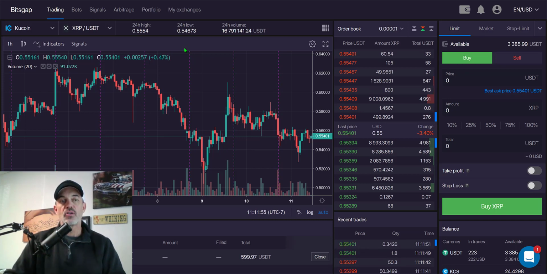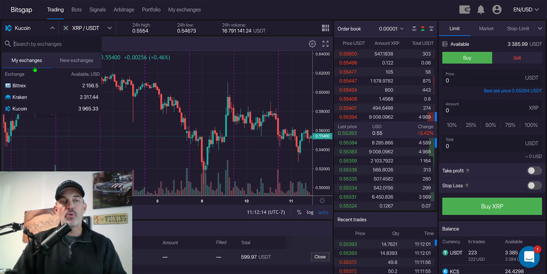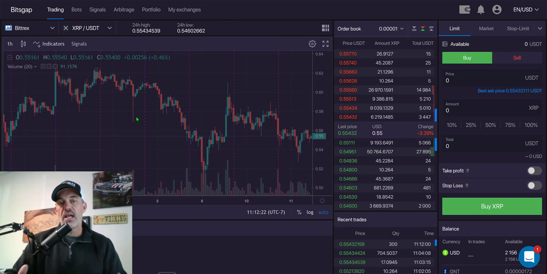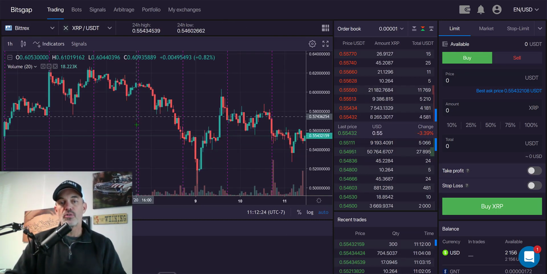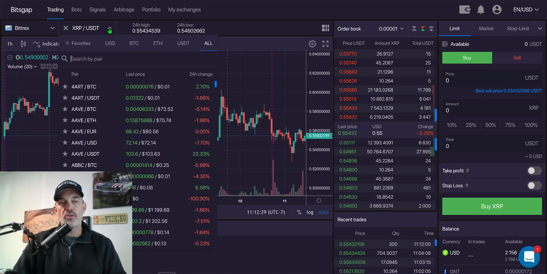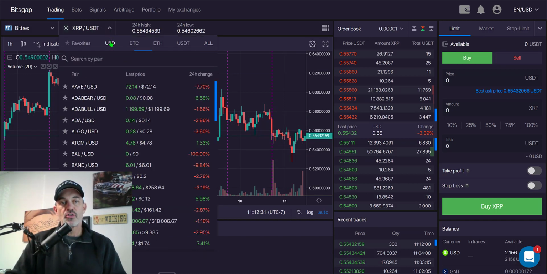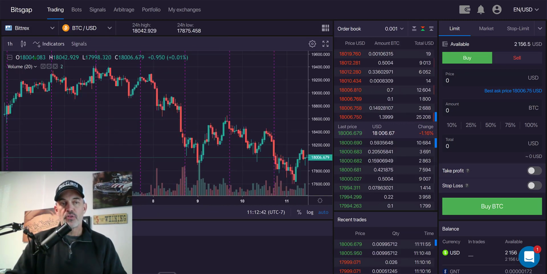So the first thing I need to do is choose the exchange I want to trade on. And you can see I have Kucoin, Bittrex, and Kraken currently connected through API keys. And today I'm going to be trading on the Bittrex exchange. And just like that, it will switch me over to Bittrex. And then the pair I'll be trading today will be Bitcoin USD. So I just choose USD and BTC USD. And so the candles I'm looking at are the 1 hour candles.